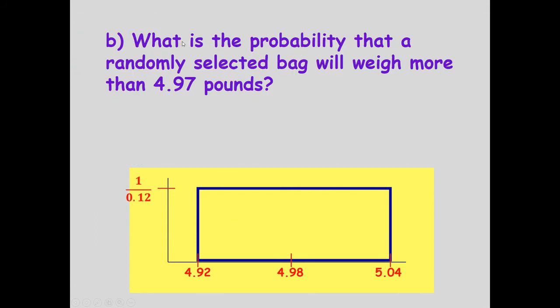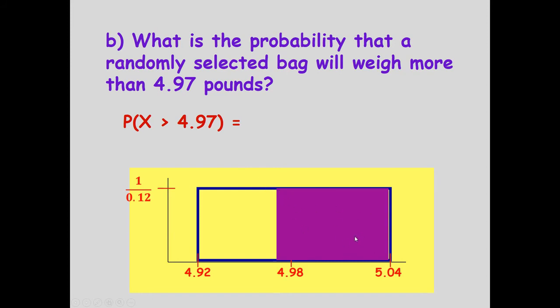For example, what's the probability that a randomly selected bag will weigh more than 4.97 pounds? In this unit, I highly recommend you get in the habit of drawing little rectangles and shading them, maybe lightly. We're going to draw and shade. So greater than 4.97. This is what my paper would look like if I were doing this problem. I would shade from 4.97, I probably mark down that this is 4.97, all the way to the right.